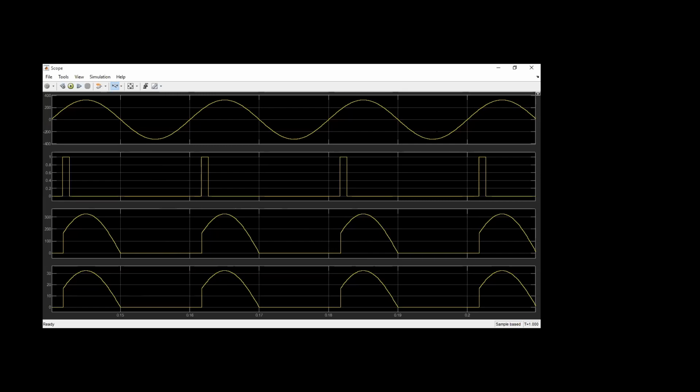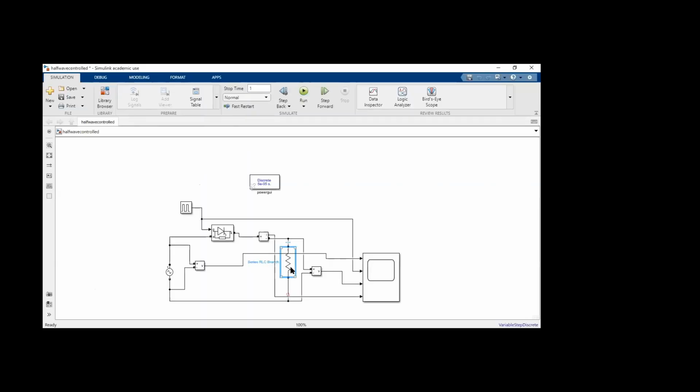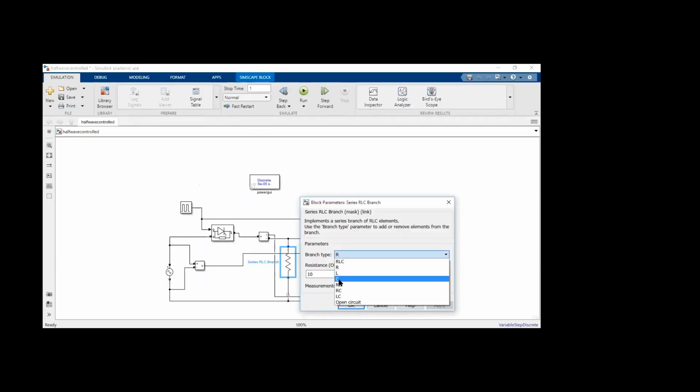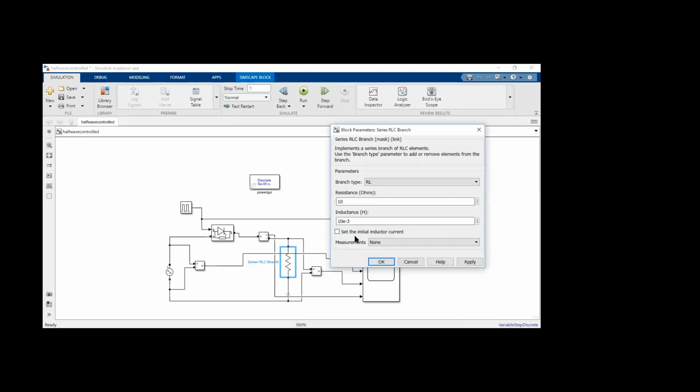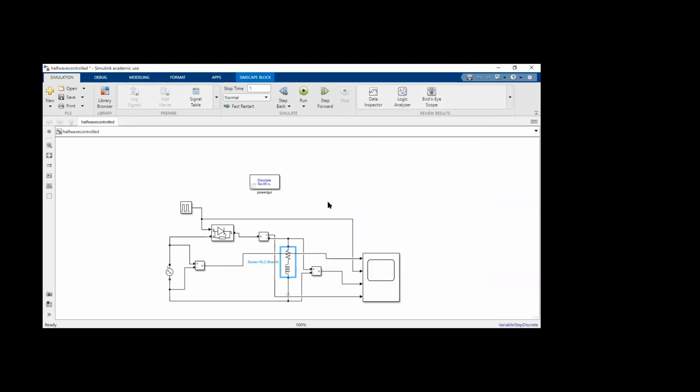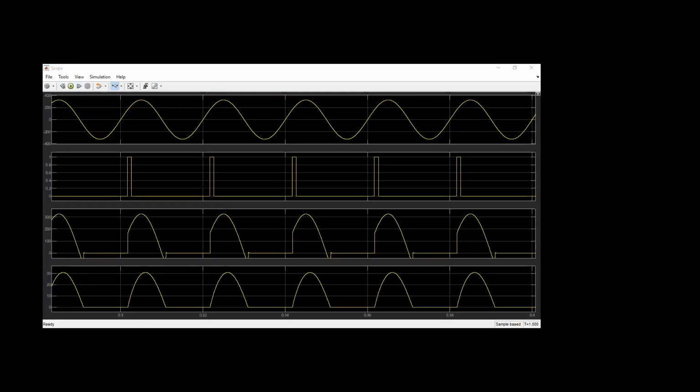So now what I am doing, this is with R load. Now the same circuit I will consider with RL load. R is 10 ohm, inductance is 10 millihenry, that is 10 e power minus 3. So now I will run the model. See, now you see. When you consider RL load, the input is the same. The firing angle of 30 degrees only I have kept.